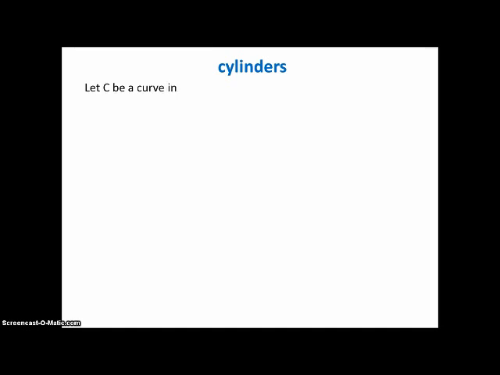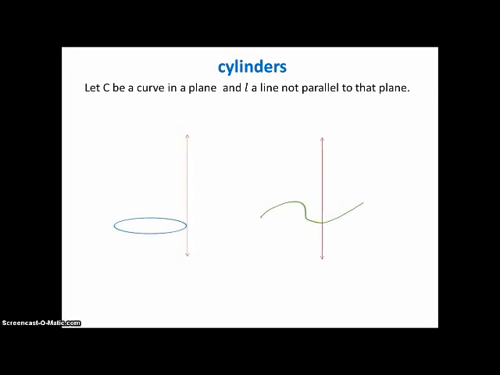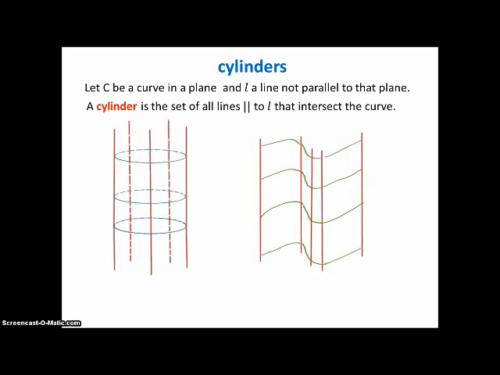Cylinders. Let C be a curve in a plane, and L a line not parallel to that plane. So you could have a circle, and then the red given line, or you could just have any kind of squiggly curve. A cylinder is a set of all lines parallel to L that intersect the curve. So this is what the cylinders would look like.